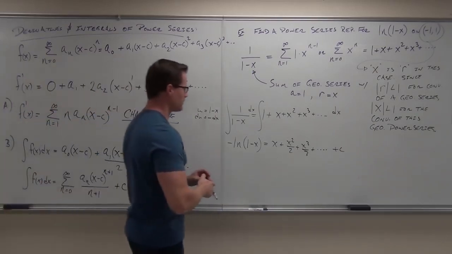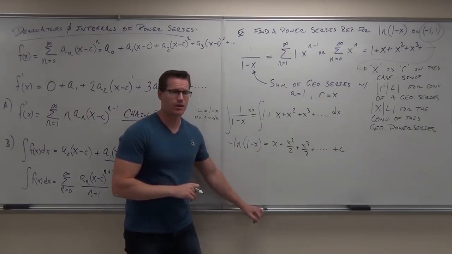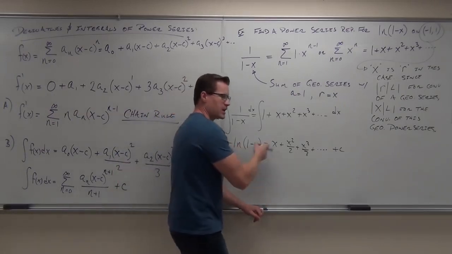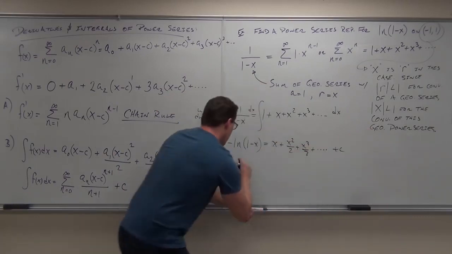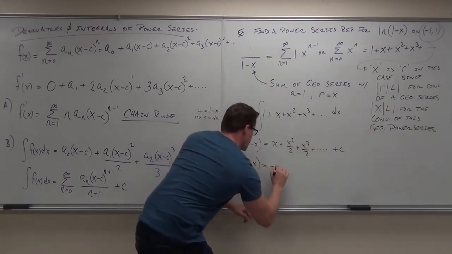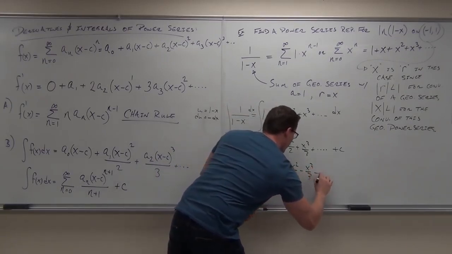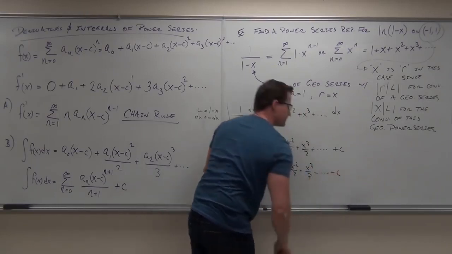So close, almost done. Tell me what I could do with that negative. If I divide by negative, all these signs are going to change. I'll get ln of 1 minus x equals negative x minus x squared over 2 minus x to the third over 3 minus and so on, minus c.